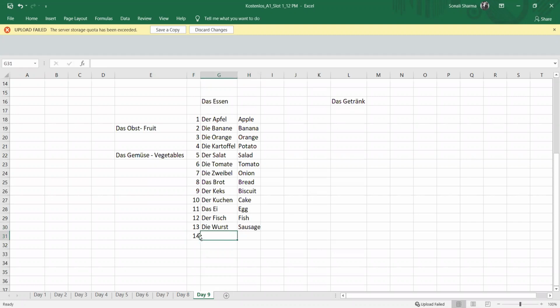Next, number 14 is die Butter. So butter is butter. Nummer 15, der Käse. So Käse is cheese.